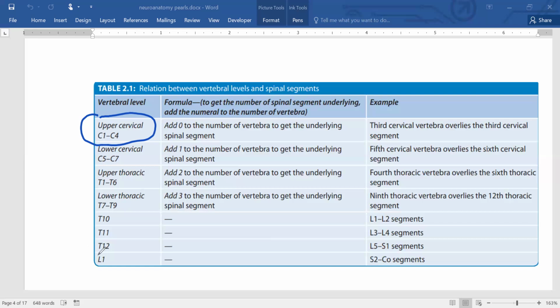And at the level of L1 vertebra, as I have told you before, the spinal cord ends at the lower border of the L1 vertebra. So from S2 to the coccyx segment, S2, S3, S4, S5, and the coccyx segment, they lie against this vertebra. So the conus medullaris region lies along this vertebra.